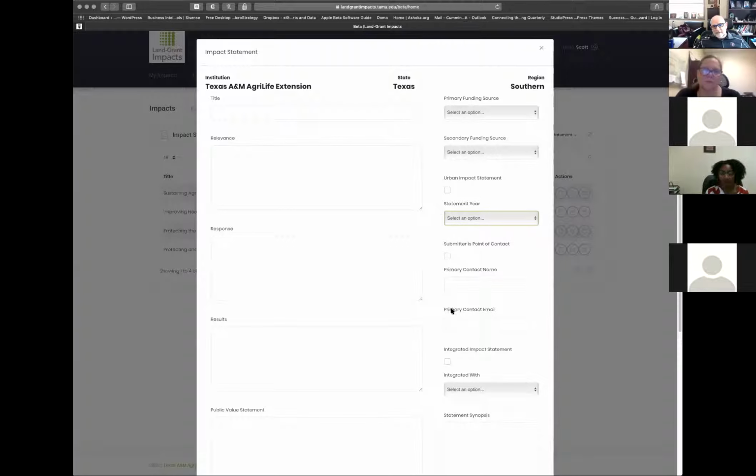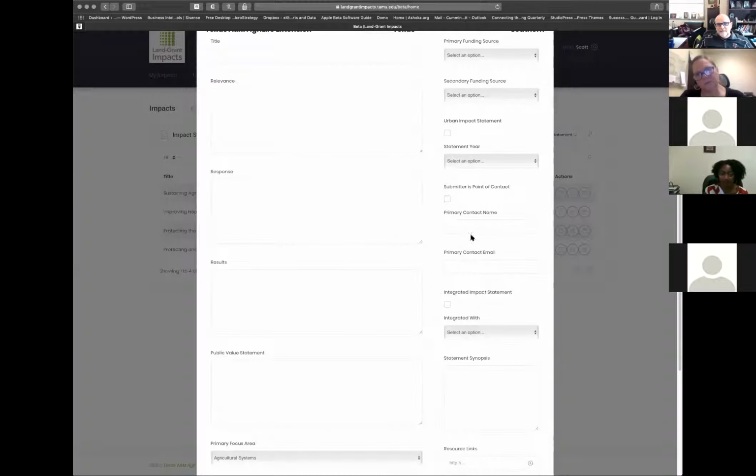And then in this section here, if you as the editor are the primary contact for this statement, simply clicking the box will fill this in. If somebody else is the point of contact, you can enter their name and their email address. This kind of goes both ways. It depends on how you want to focus and address your impacts.